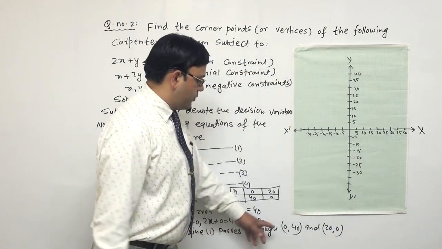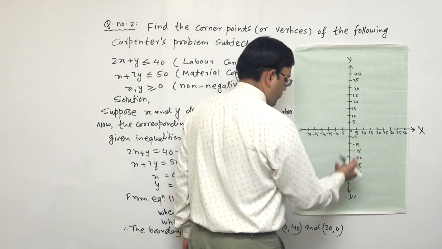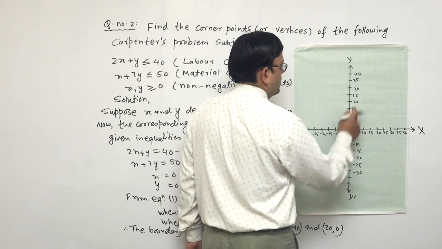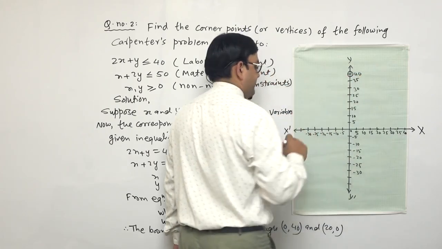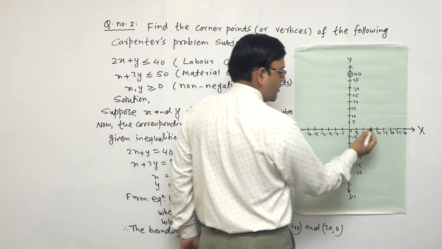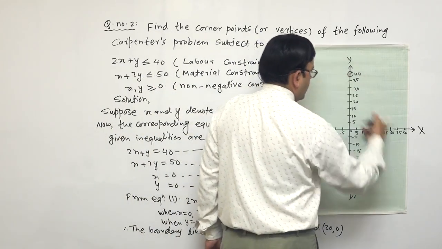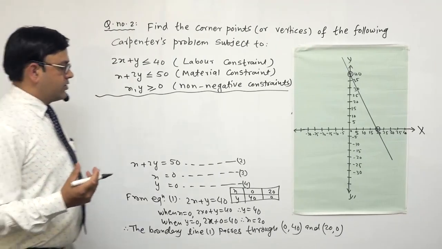So let us plot this point (0, 40). This one is 0 and then (0, 40) is this point. And then (20, 0): on the x-axis 20 and then y-axis 0. So let's join these 2 points. Let us take our testing point.